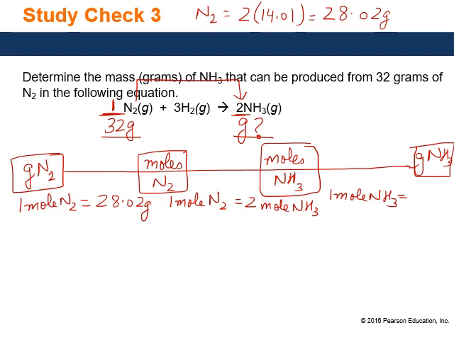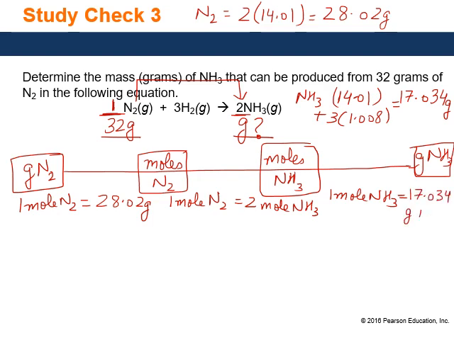Find the molar mass of ammonia. Nitrogen, 1 nitrogen, so 14.01, plus 3 hydrogen, so 1.008. When you plug this into the calculator, it gives you 17.034 grams. So 1 mole is 17.034 grams of ammonia. And that's it. I have my solution map made.